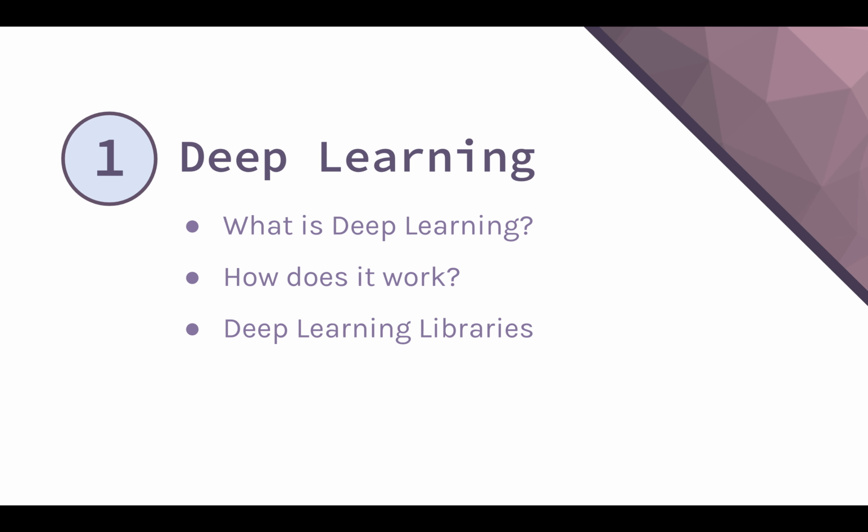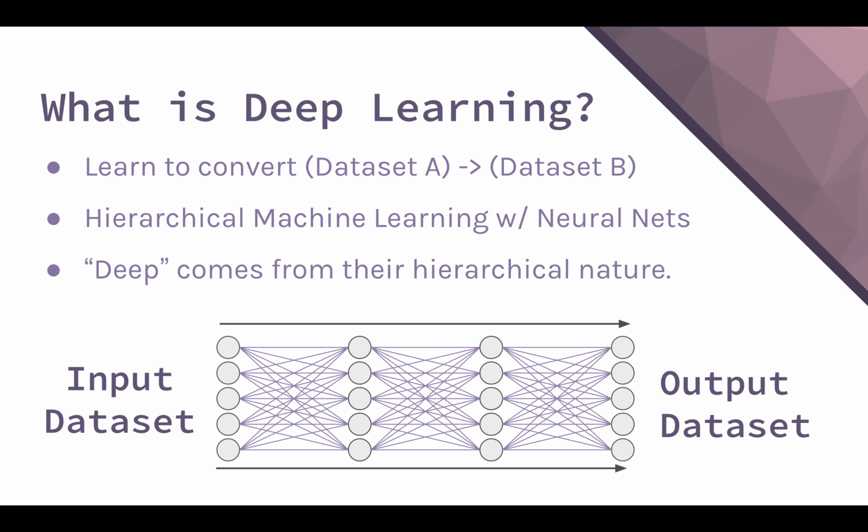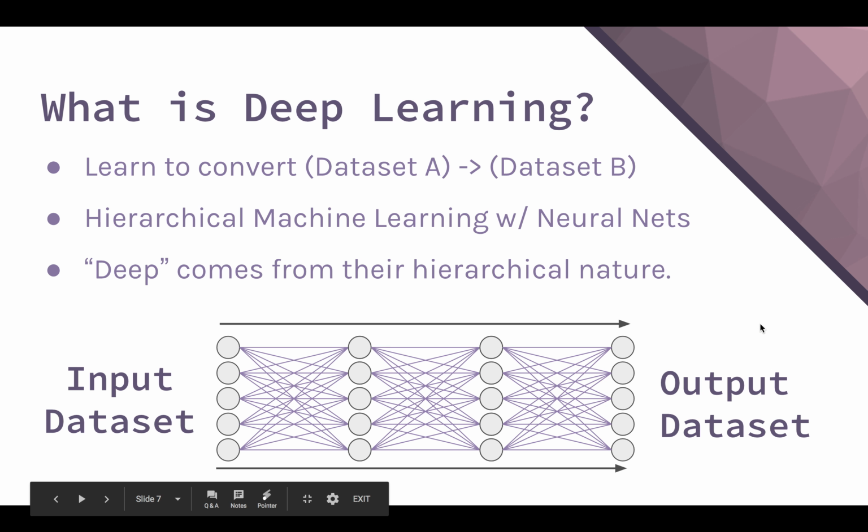And a couple of deep learning libraries that you can go and reference. So deep learning, you're basically converting dataset A to dataset B. There's a hierarchy, aka neural networks. This is where the term deep comes from, all of these layers that are interconnected to each other.